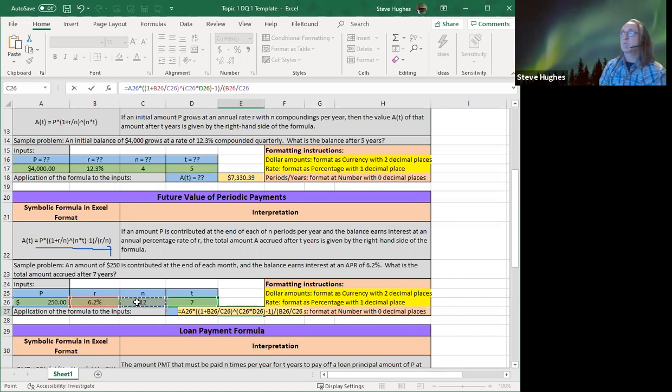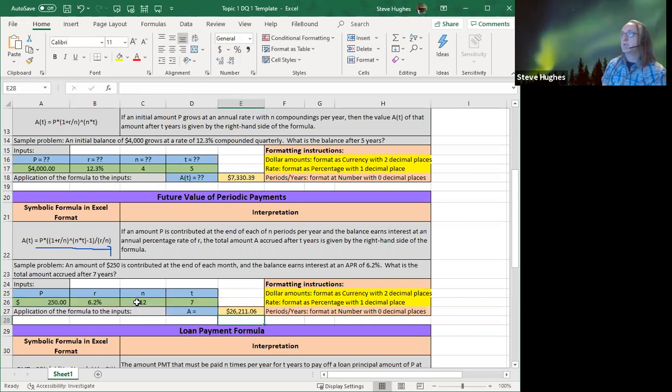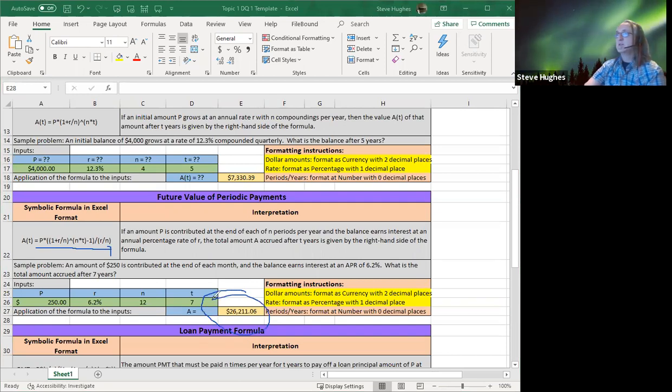C26. Okay, what comes next? Close parentheses. And I am done. Everything is correct. I followed the steps from the equal sign to closing my last parentheses. So what's left to do? Hit enter, and there you can see my result. Right there's my result, cell E27.